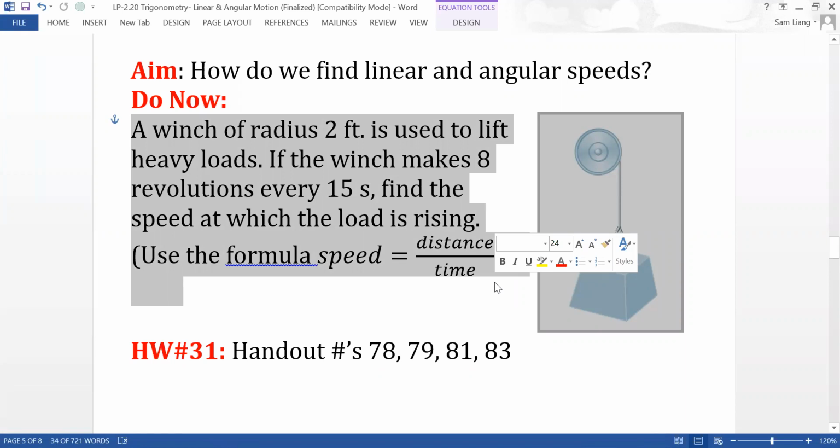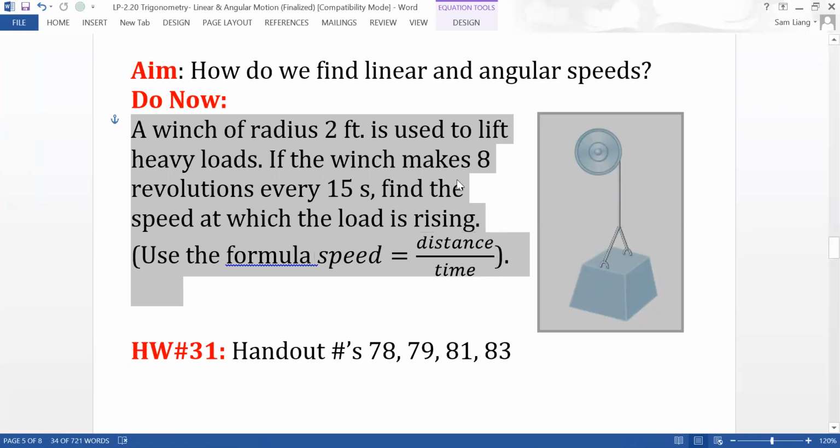A winch, is that how I say it? A winch of radius 2 feet is used to lift heavy loads. If the winch makes 8 revolutions every 15 seconds, find the speed at which the load is rising. Use the formula speed equals distance over time. All right, so thank you for that.